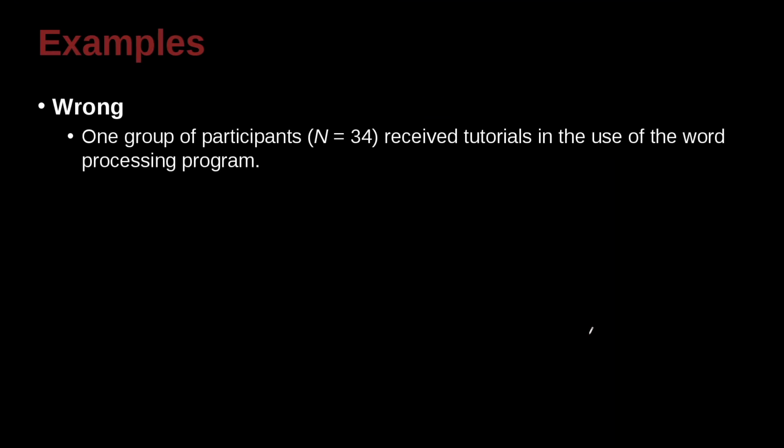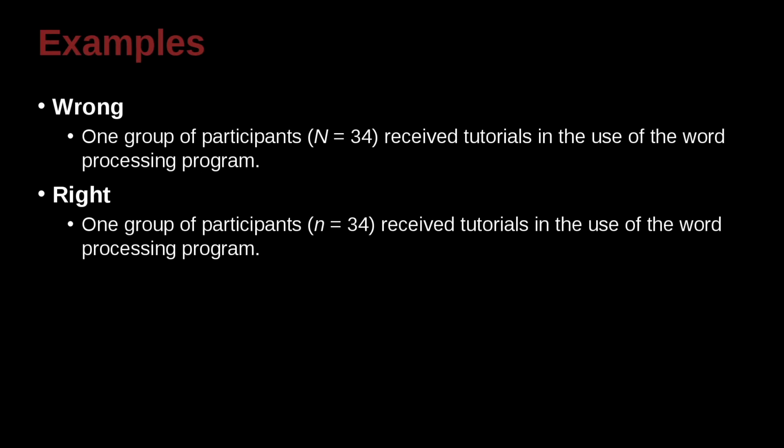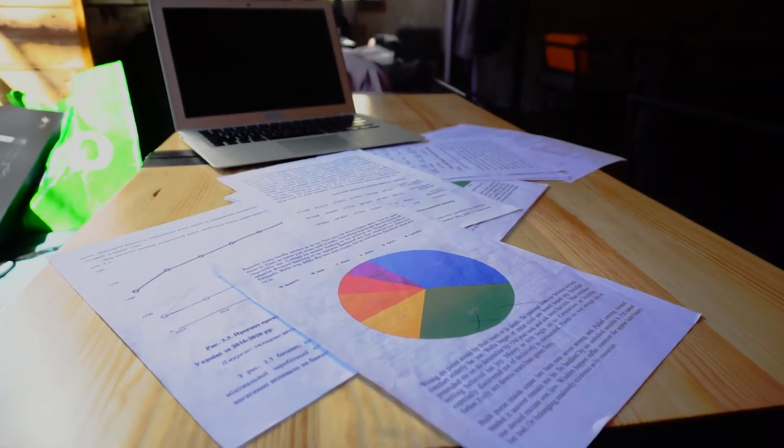One group of participants, n equals 34, received tutorials in the use of word processing program. And the correct way, of course, is the opposite of the problem we just had. So here we have one group, but here this n is the total sample. So we need to change this to be the subsample, which is the small n. Again, remember, it's italicized. Okay, those are the examples for the part of the mathematical and statistical.